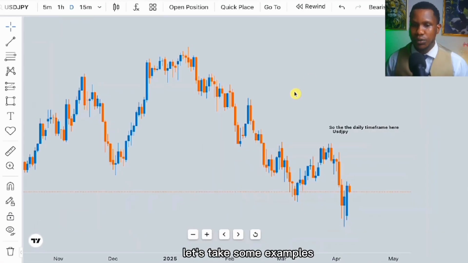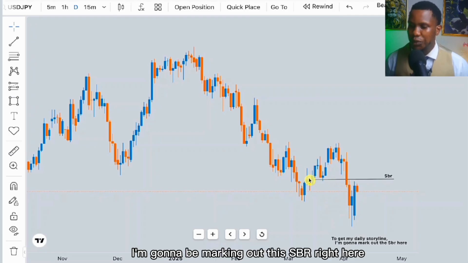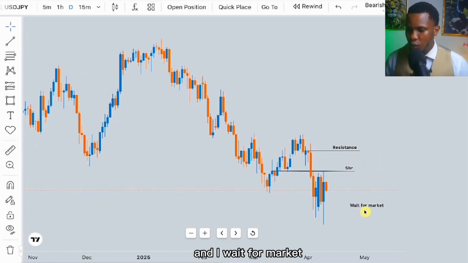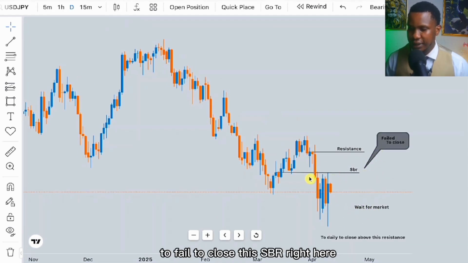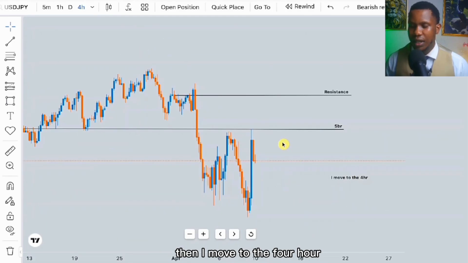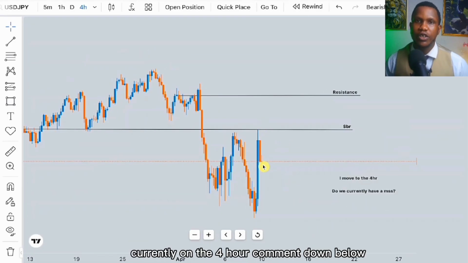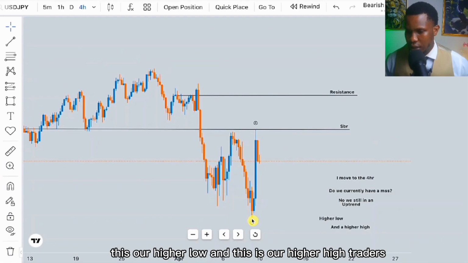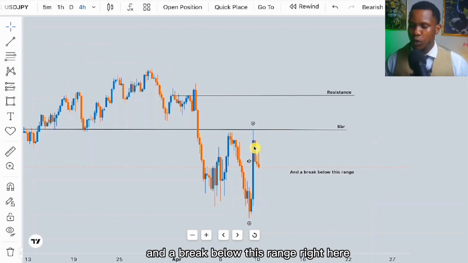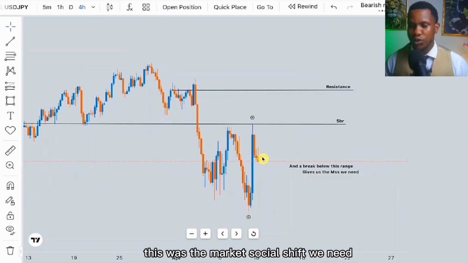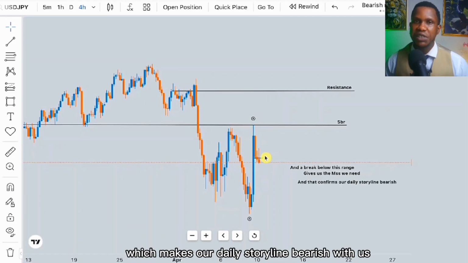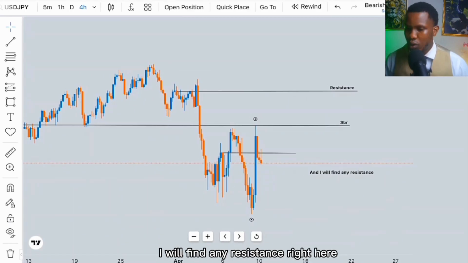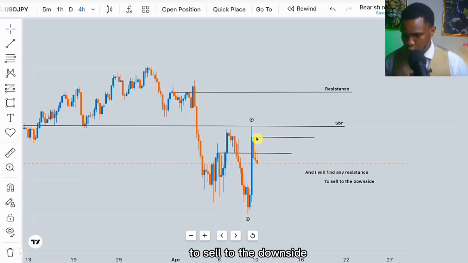Let's take some examples. This is the daily time frame here, USDJPY. I want to get my daily storyline. To do that, I'm going to be marking out this SBR right here and this resistance level also, and I'll wait for market to fail to close this SBR right here, and I move to the 4-hour. Do we have a market structure shift currently on the 4-hour? Comment down below. No, we are still in an uptrend. This is our higher low and this is our higher high, traders, and a break below this range right here gives us the market structure shift we need. Lower high, lower low, which makes our daily storyline bearish, traders. I will find any resistance right here to sell to the downside.